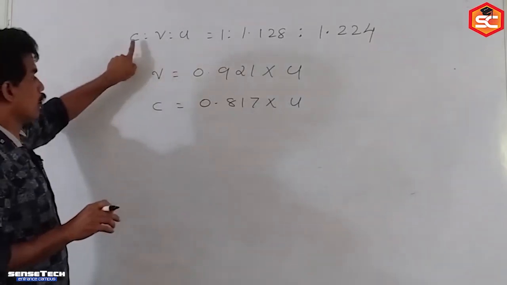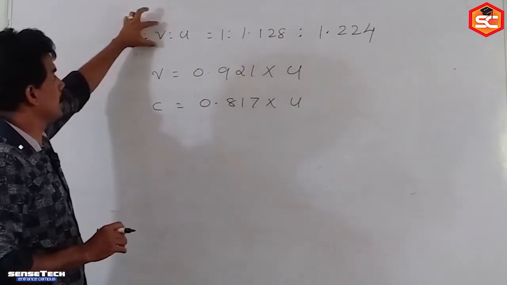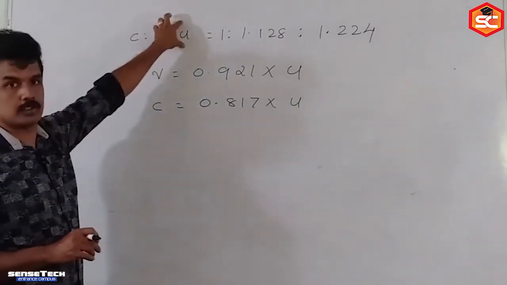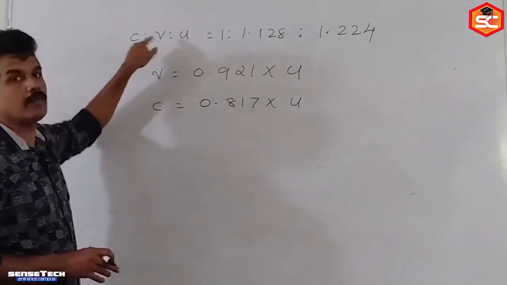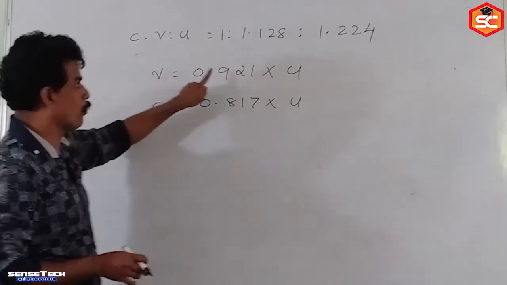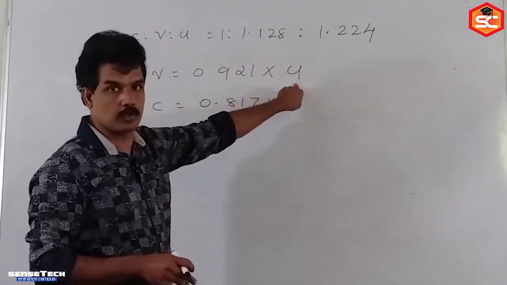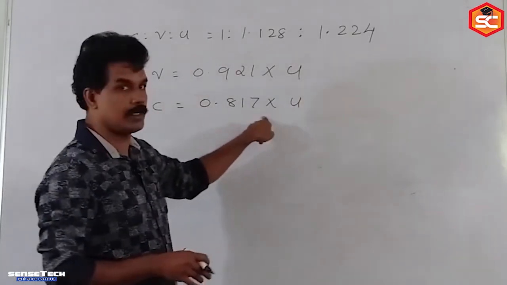We should not be confused by these three terms: most probable velocity, average velocity and RMS velocity. RMS velocity we most commonly give as U. For the other two, any symbol can be given, but do not be confused. V is the average velocity, 0.921 into RMS velocity. Then C is the most probable velocity, 0.817 into U.